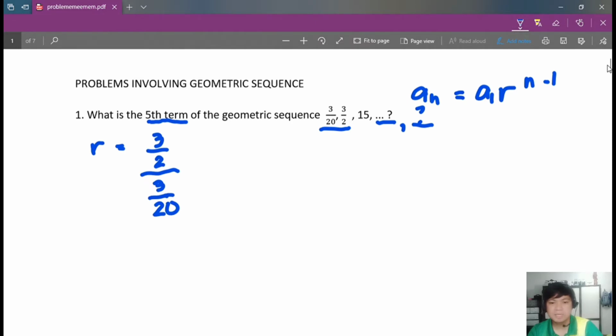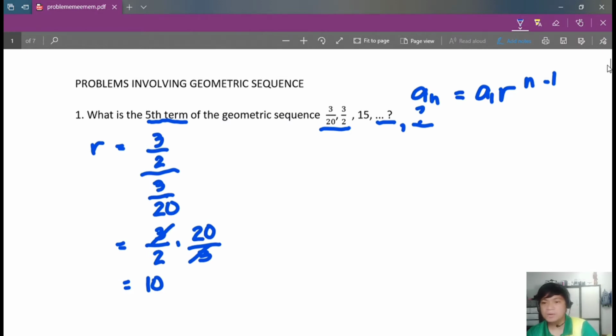So it becomes 3 halves times, for division of fractions, take the reciprocal, that's 20 over 3. So this is 1, and 20 divided by 2 is 10. So the common ratio is 10.